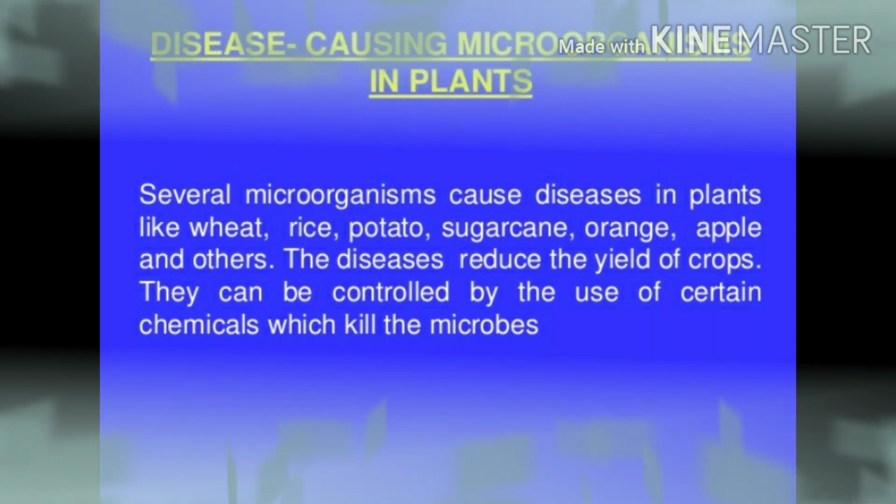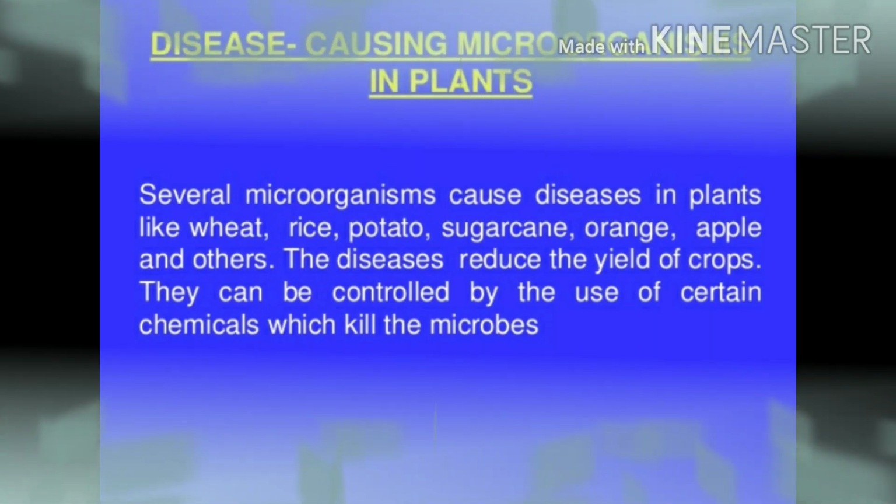Several microorganisms cause diseases in plants like wheat, rice, potato, sugarcane, orange, apple, and others. The diseases reduce the yield of the crop. If these plants are affected by disease, it reduces the yield of the crops. They can be controlled by the use of certain chemicals which kill the microbes. Here, chemicals are nothing but pesticides.